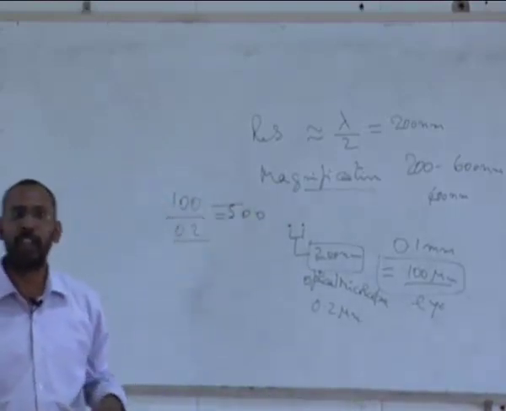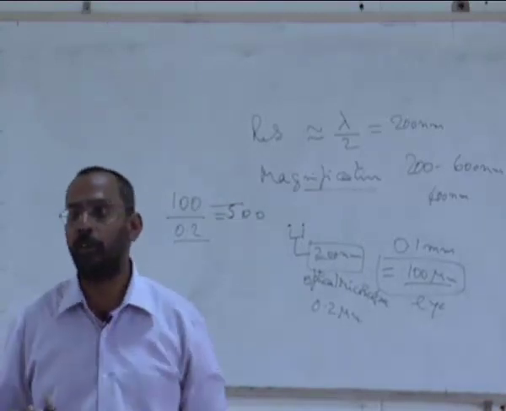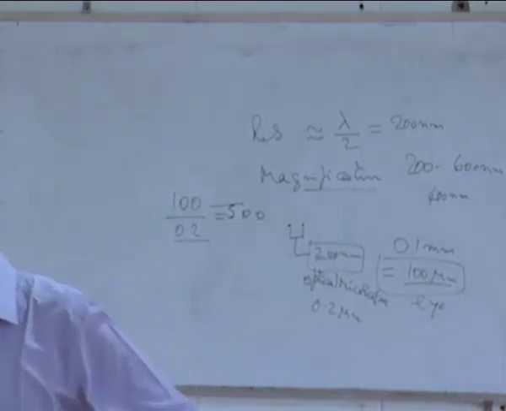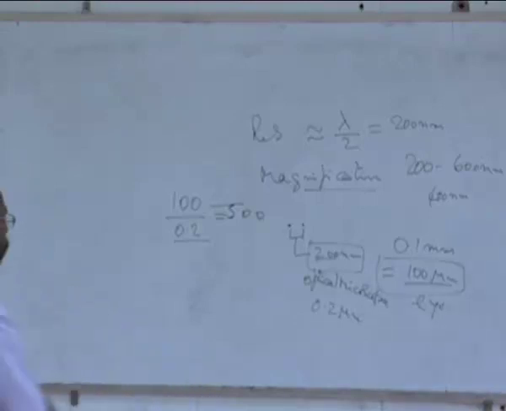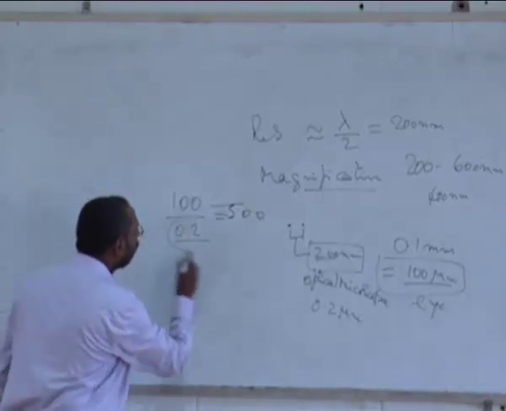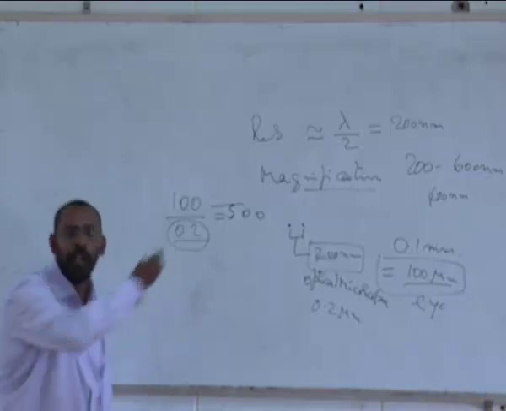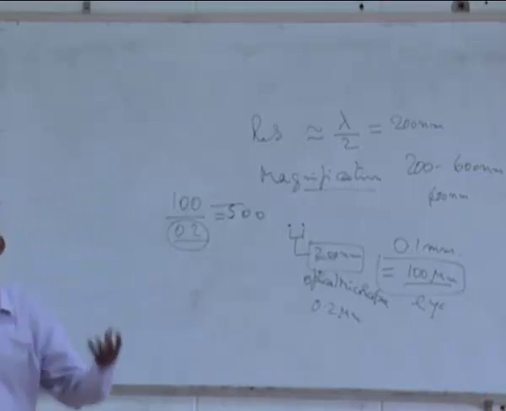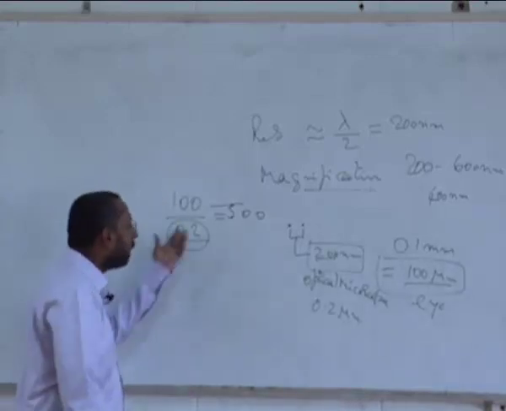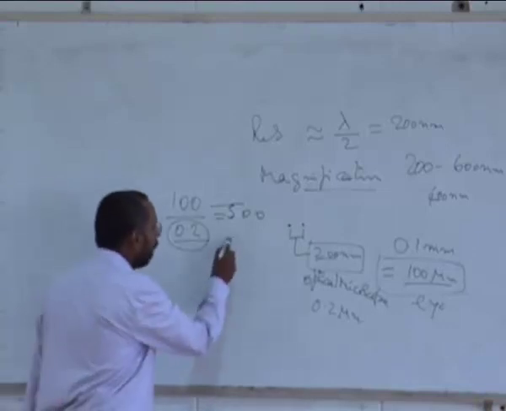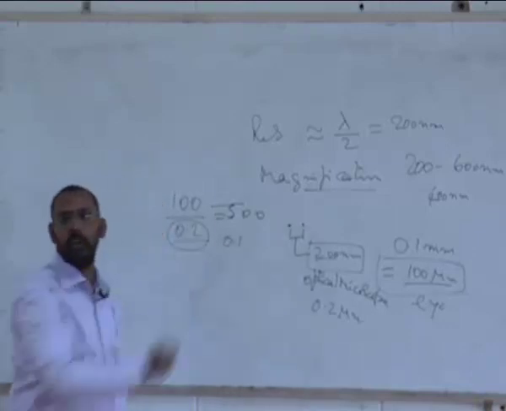Of course, you say, sir, optical microscope, we are going to 1000 magnification. Why are we going to 1000 magnification? It could be because the actual resolution of my microscope is not 0.2, but less than that. For example, I am not able to get 0.2, but I am able to get, let's say, 0.1 only, then it becomes 1000.